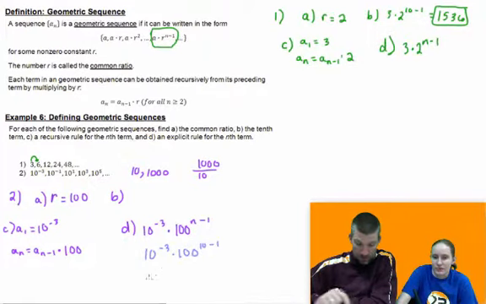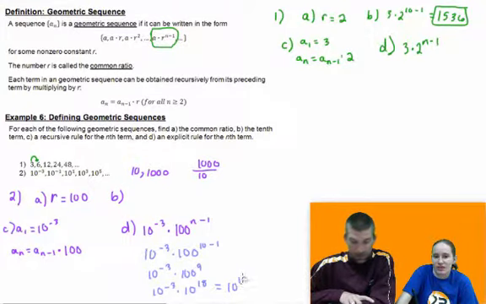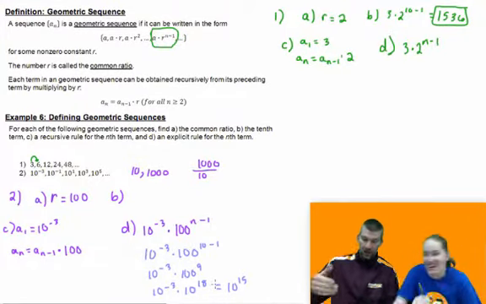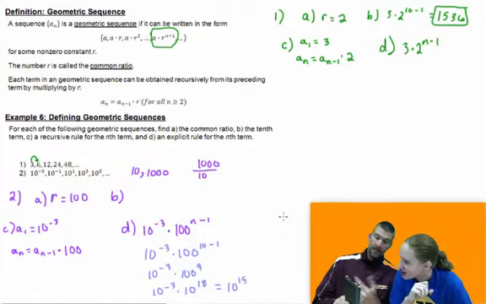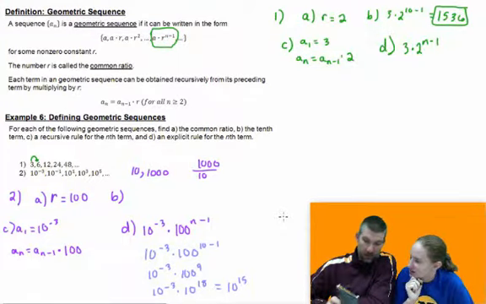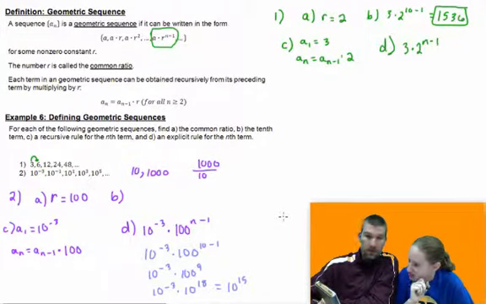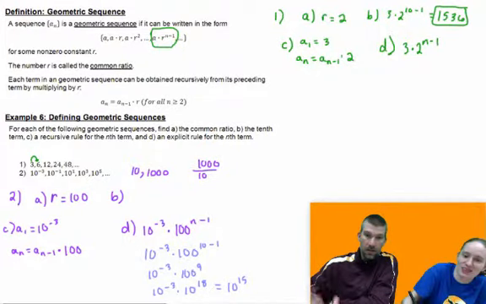I'll just start typing it. That's a bunch of zeros. 10 to the 15th. How did you get that? That's what my calculator said. Did you do that in your head? That's the right answer. Is it though? Because yours is in scientific notation. It's 1 times 10 to the 15th. Oh, you're right.